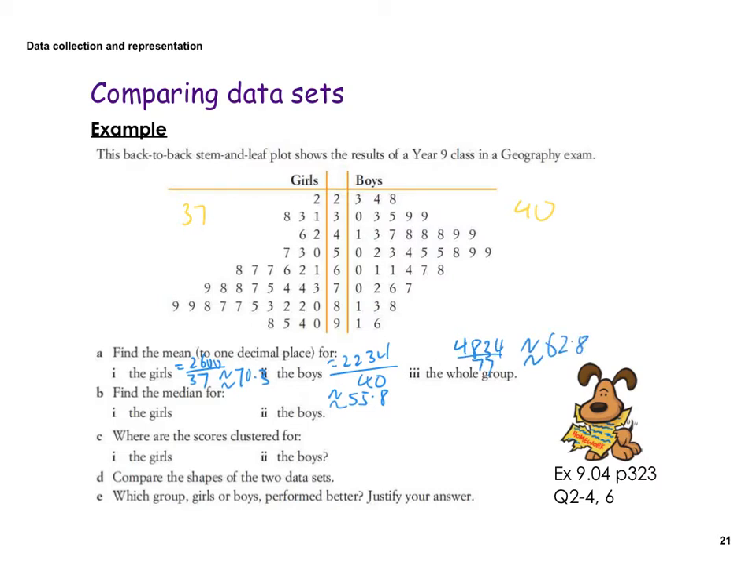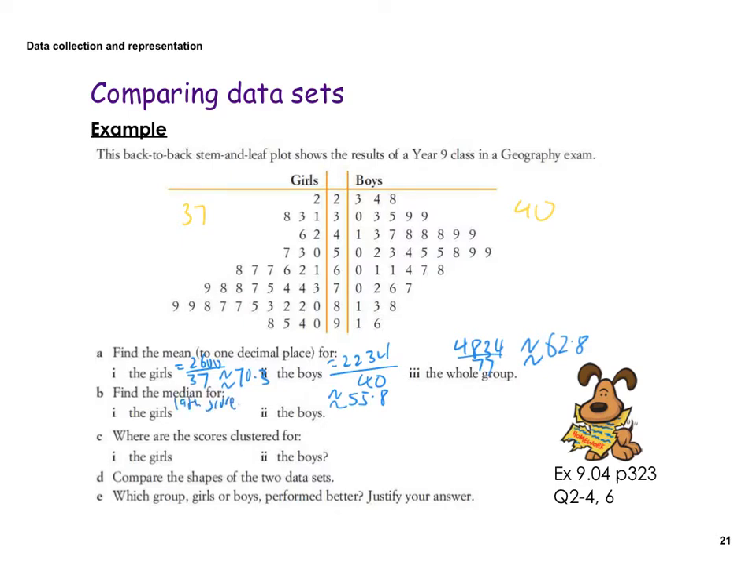Okay, part B. Now the median. Remember, median is the middle score. Now, because there are 37 girls, that's odd, so there's going to be an exact middle. Boys, there's 40, which is even, so the middle will be between two numbers. So 37 divided by 2 is 18.5, which means the 19th term is my middle score for the girls. Okay, so I'm just going to write here 19th score.